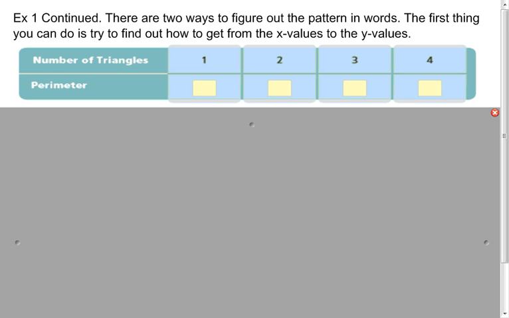Example 1 continued. There's two ways to figure out a pattern in words. Let me fill in the table again here. So we had 10, 14, 18, and 22. The first thing you can try to do is find out how to get from one of the x values to the y value that goes with it. For example, how can I get from a 2 to a 14?